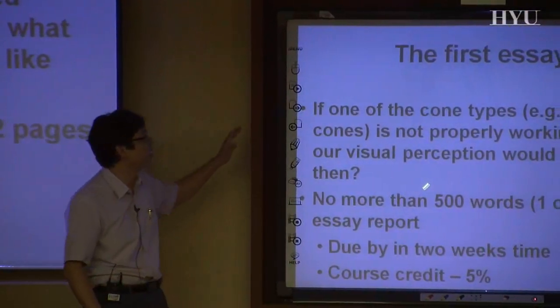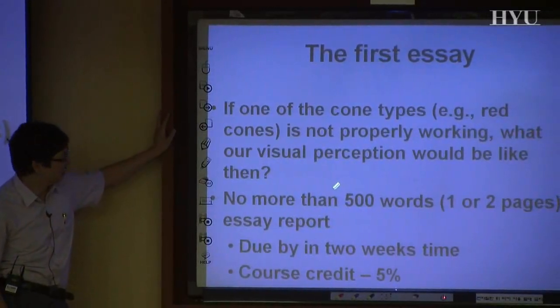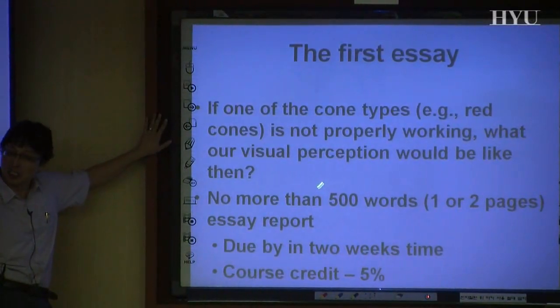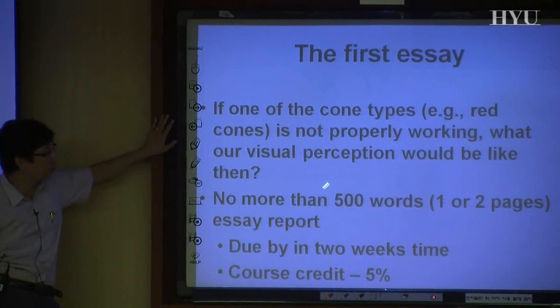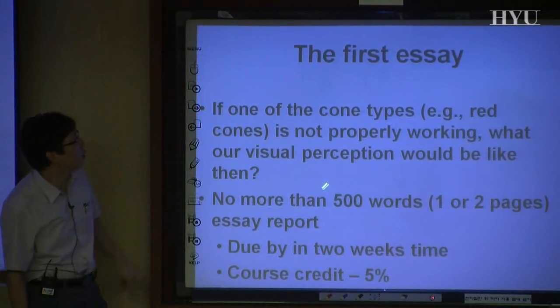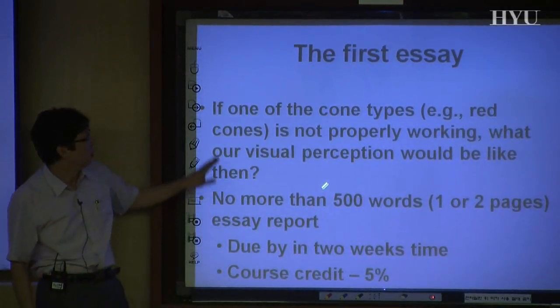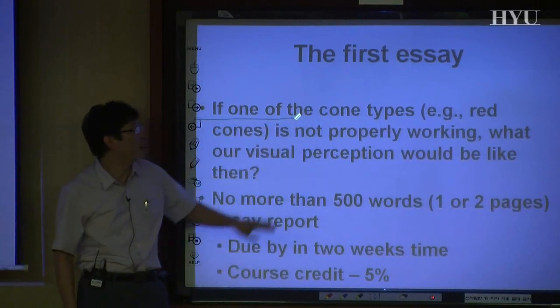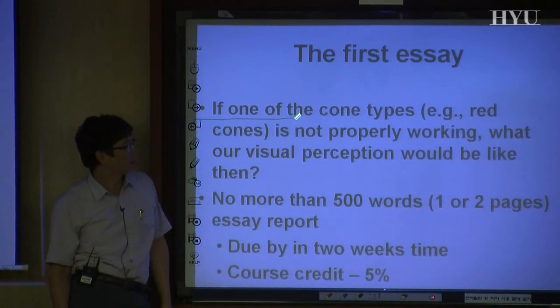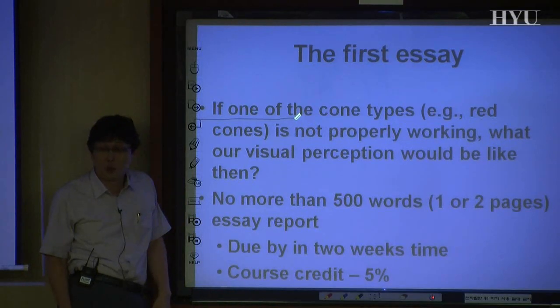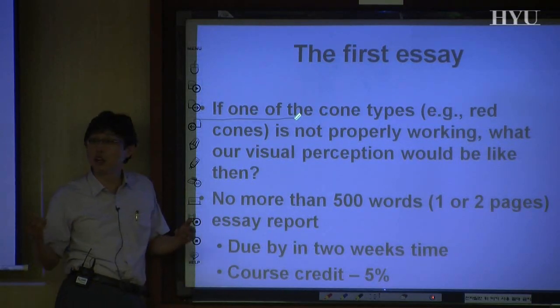Okay, so I made something to trick you. So this information is on our course web page, right? My question is, we have red cone, blue cone, and green cone. The question is, if one of the cones is not working, what happens? Same perception?